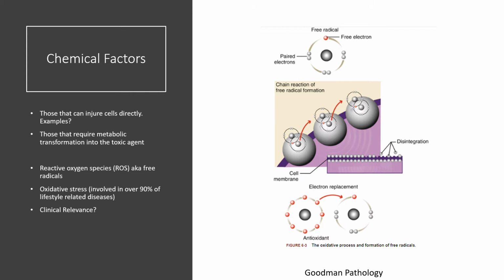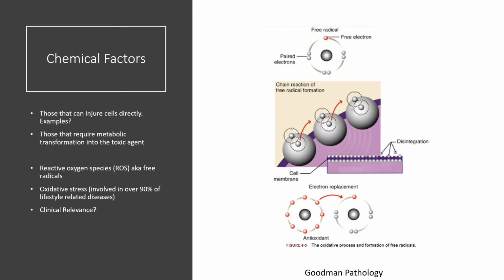And free radicals can be generated through many different means. They're continuously formed in the body as they are a part of normal pathological reactions, but if they accumulate, they can become damaging. And when they accumulate and become damaging, this is known as oxidative stress.